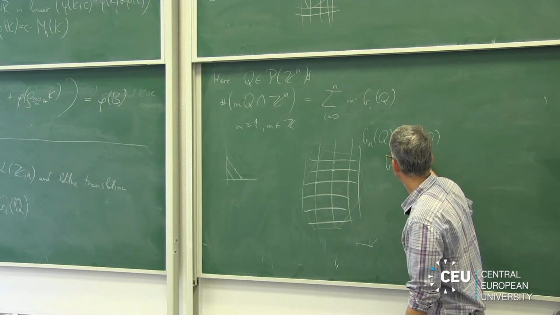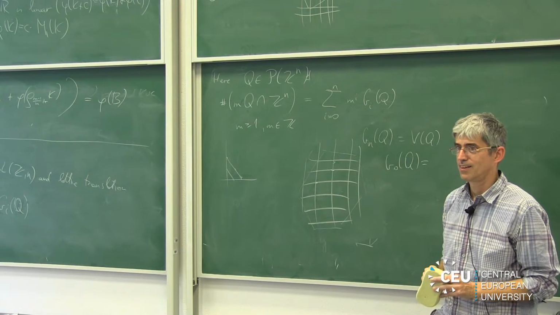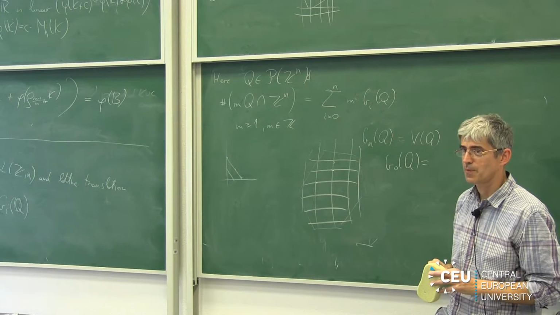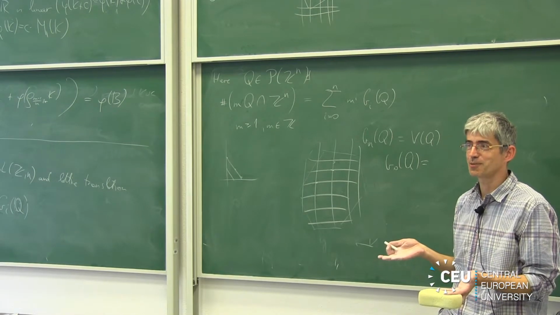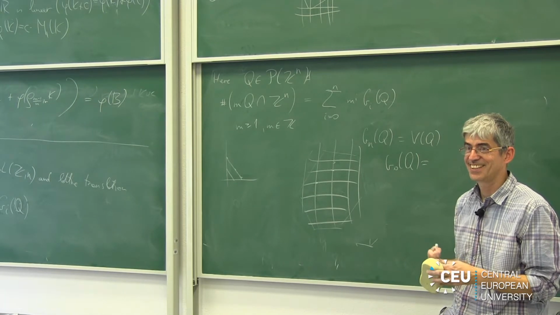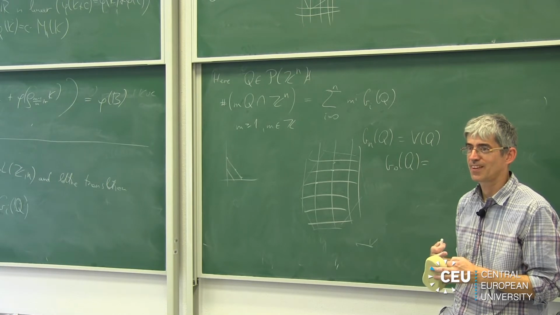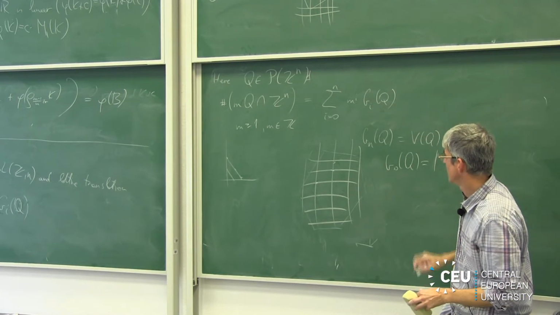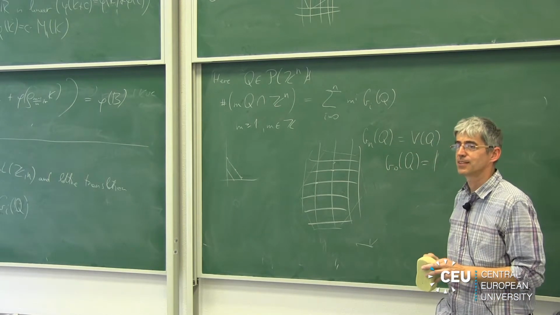What would be g_0(Q)? How to calculate the constant term of a polynomial? So it's just one. Now g_{n-1}(Q) can also be expressed.